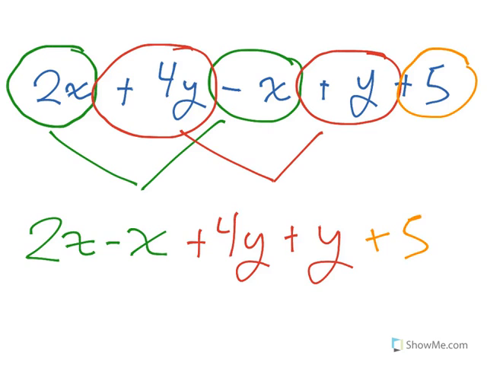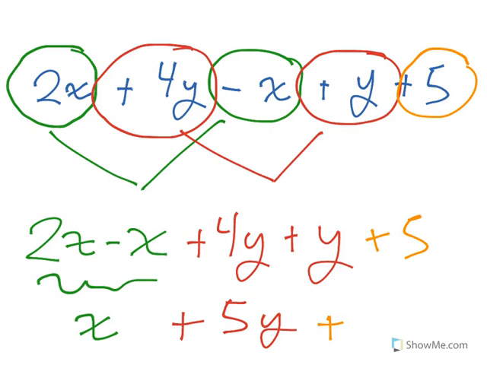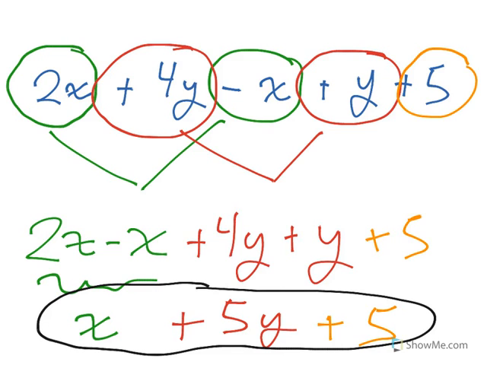Now we have grouped our like terms. Now we have 2x minus x, which equals x. 4y plus y means there are 5 y's, and then we have our 1's. So now we have taken this expression and simplified it to x plus 5y plus 5.